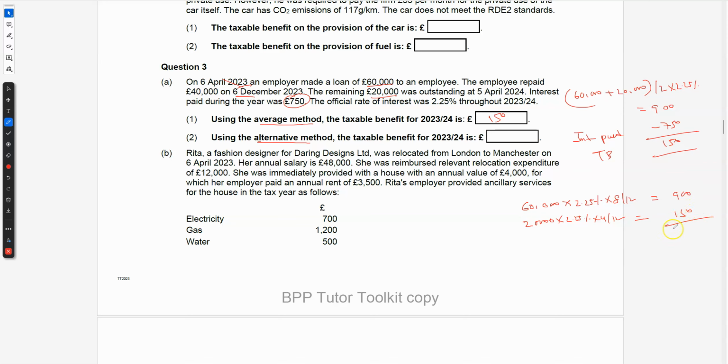So this is 1050, and then I'm going to minus how much interest paid. So interest paid 750, and that gives me 300. And between these two, you're going to pick the lower one. So you're going to pick 150.